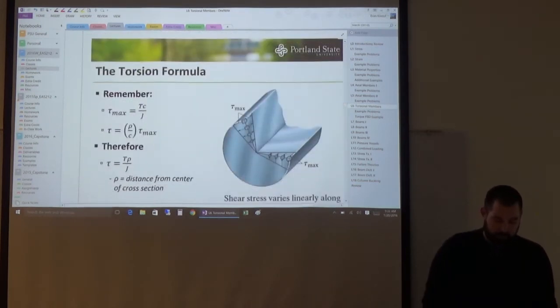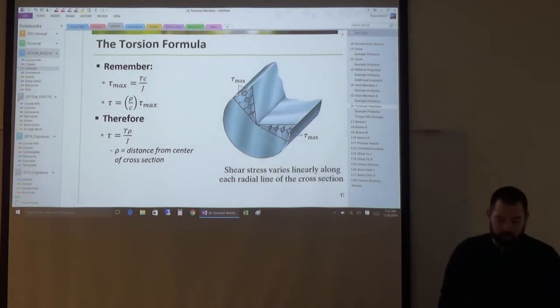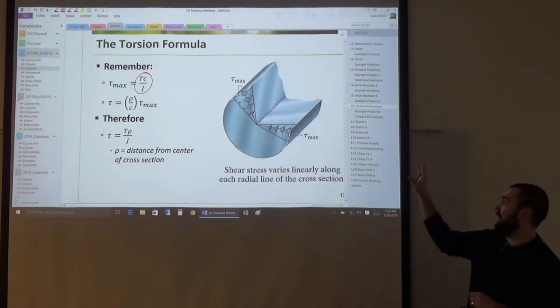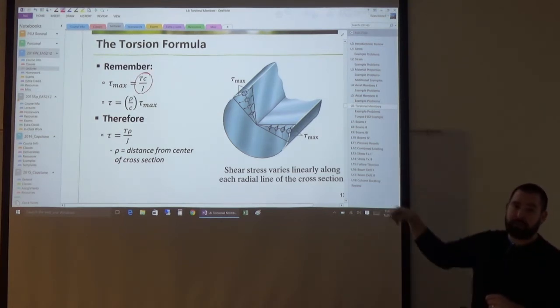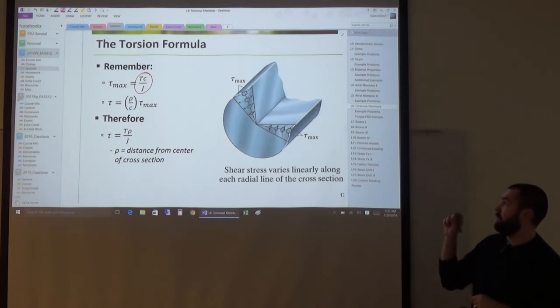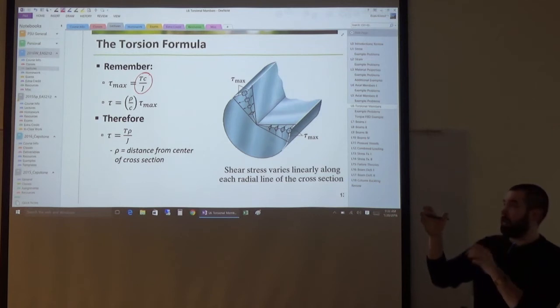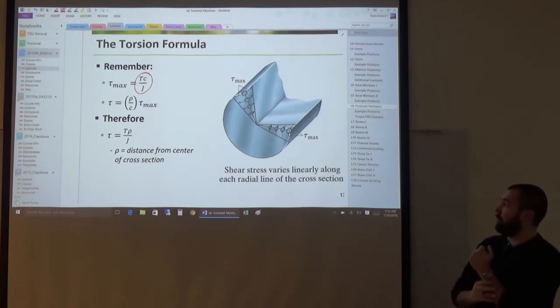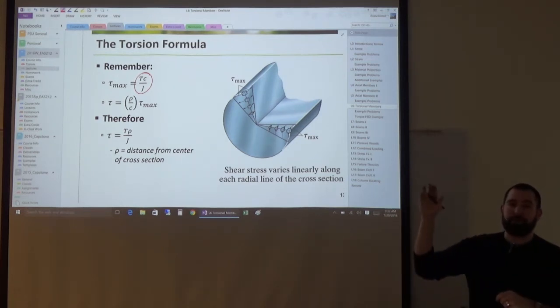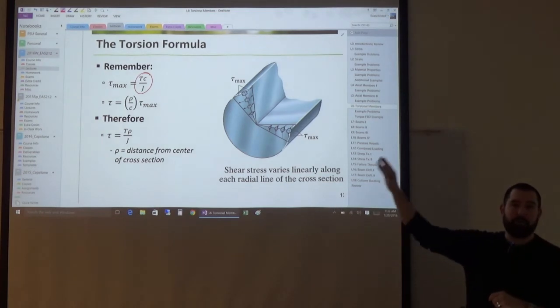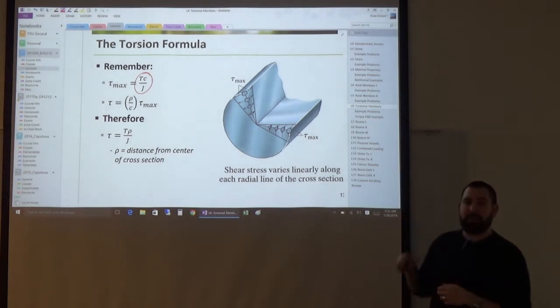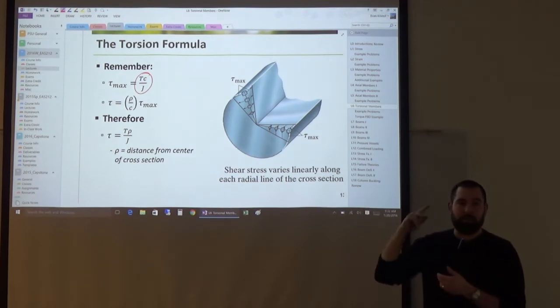Okay, so our fundamental formula is that the maximum shear stress, which is on the outside of the cross section, equals the internal torque, which is a moment, times the radius c, divided by that polar moment of inertia. But we know that the shear stress varies from 0 at the center to the maximum value at the outside surface, and so we can also interpolate for any point in between.